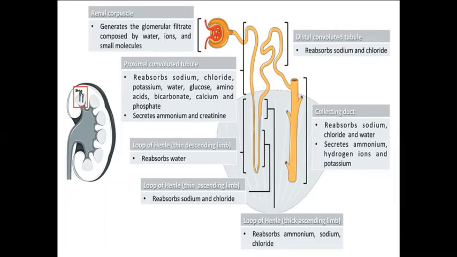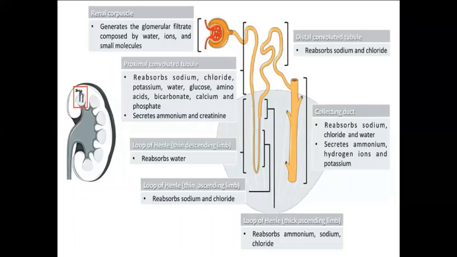It's because the thin ascending and thick ascending limbs are responsible for reabsorption of salts like sodium, chloride, ammonium, and sodium chloride in short. So that is going to create the osmotic gradient that will facilitate reabsorption of water in the thin descending limb. So this is involved in the countercurrent mechanism that I'll be explaining in detail later on.